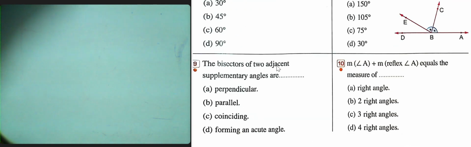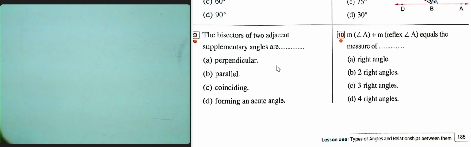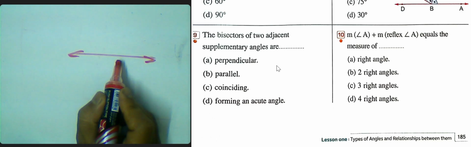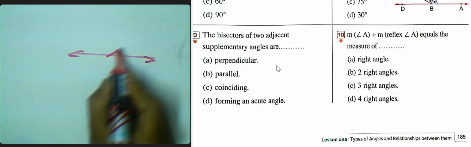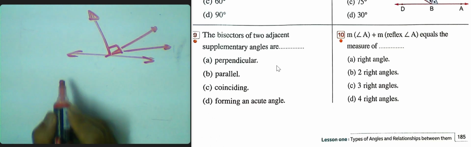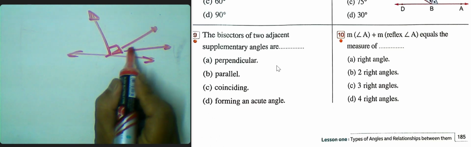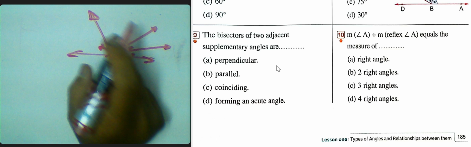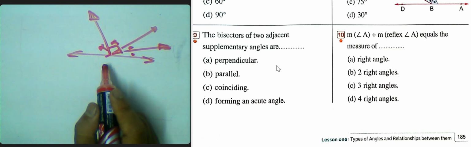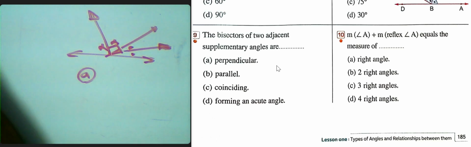Question number 9. The bisectors of two adjacent supplementary angles are... We have here two adjacent supplementary angles, and a bisector for each, and the bisectors are perpendicular. The two bisectors are perpendicular. The measure between them equals 90 degrees. Choose letter A.